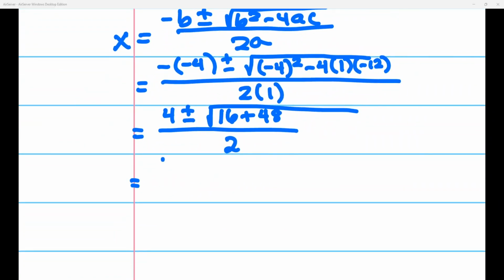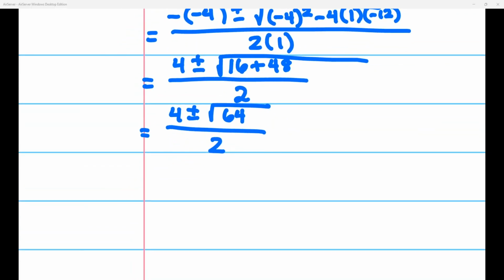This is equal to 4 plus or minus the square root of 16 plus 48, which ends up being 64, divided by 2. And oh, look at that. I know the square root of 64. The square root of 64 is just 8. So this is 4 plus or minus 8 divided by 2.